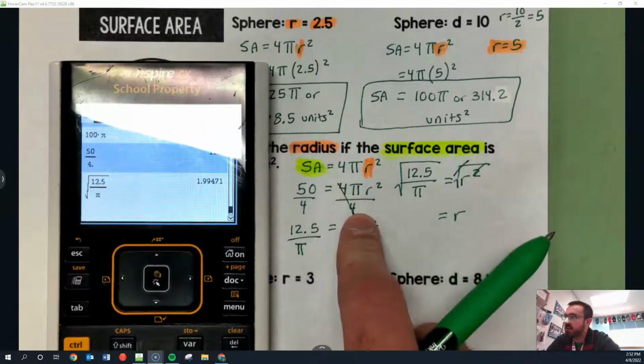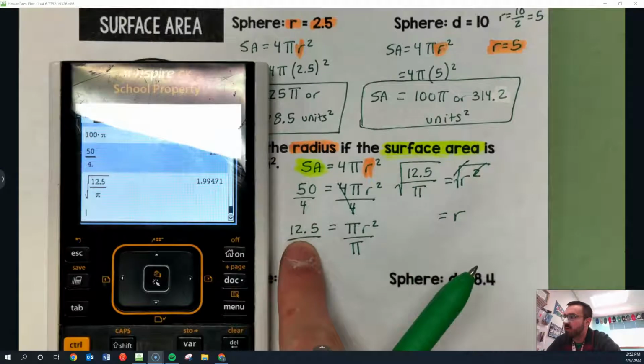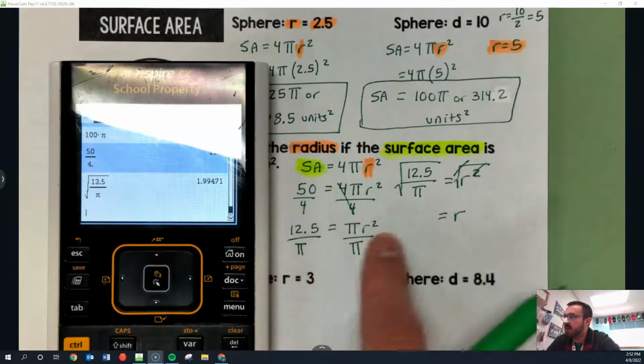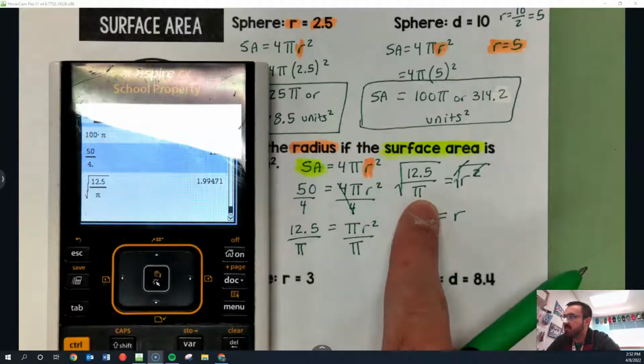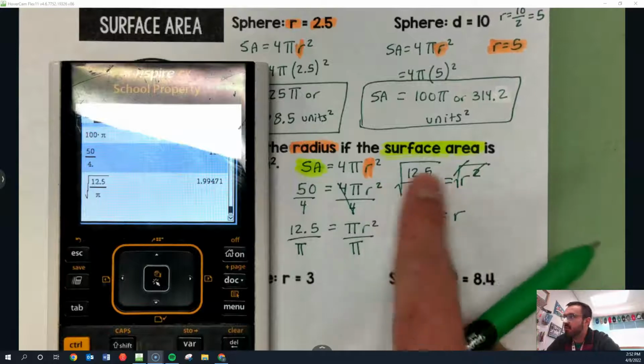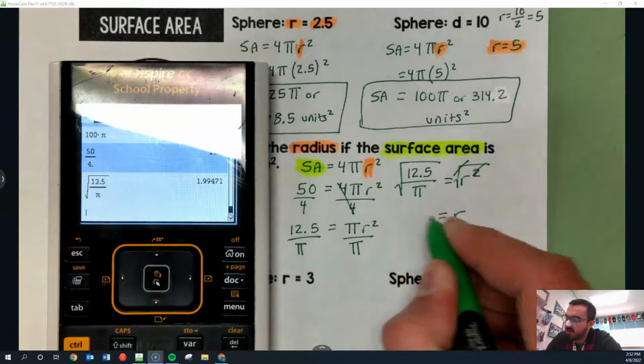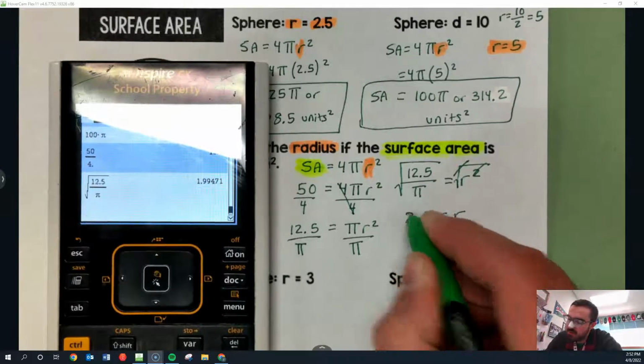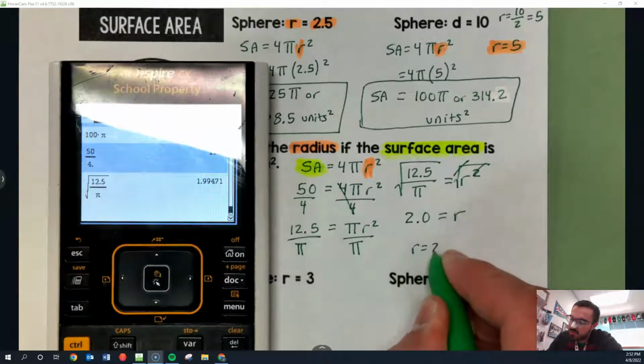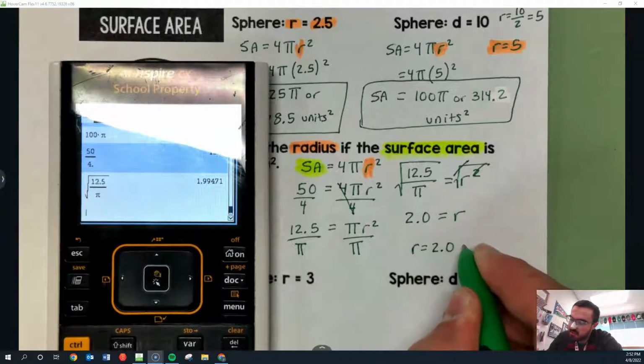So let me just review that real quick. First step I did was I divided both sides by 4. I got 12.5. Then I divided both sides by pi and just left it there for a second. Found the square root of all that to find r by itself. So let's call that 2.0. So I think r is going to be 2.0 units.